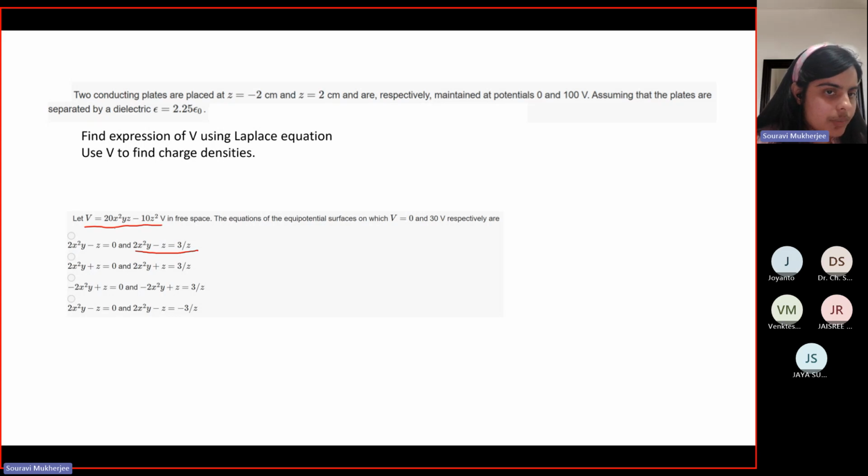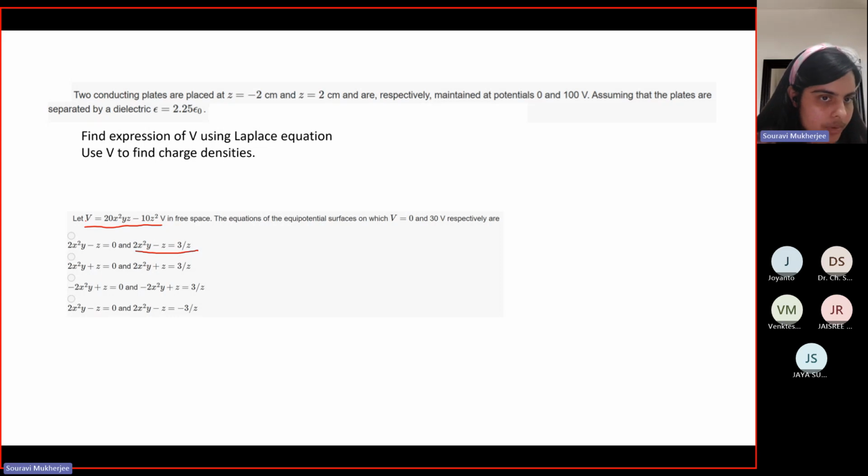Once you have the general expression of V, you can do minus grad V, right? That will give you the general expression of the electric field. And you have found the values of x, y, and z, so put those values in order to find the electric field at that surface. If this is your expression of V, what would be the electric field? Minus del V del x i cap, minus del V del y j cap, minus del V del z k cap. So that is your electric field.